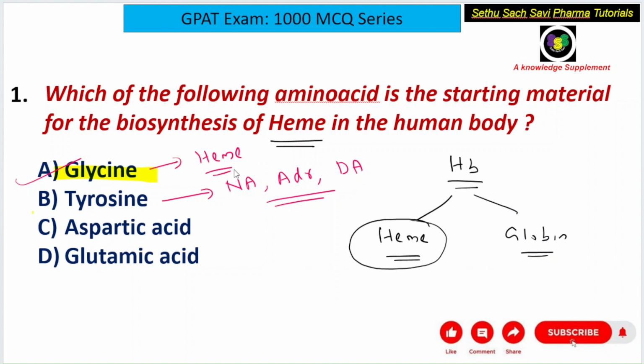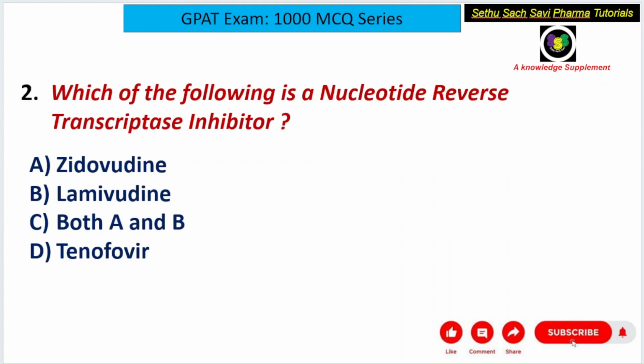Okay, so hope you understood the first question. Let's move on to the second question. Which of the following is a nucleotide reverse transcriptase inhibitor? Read the question very carefully. Nucleotide reverse transcriptase inhibitor. A. Zidovudine, B. Lamivudine, C. Both A and B, D. Tenofovir. If you carefully look at the choices, you can understand that these drugs are basically anti-HIV drugs.